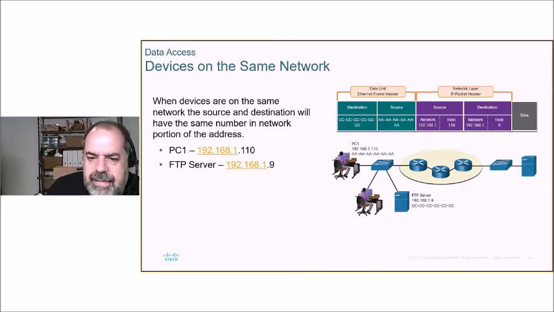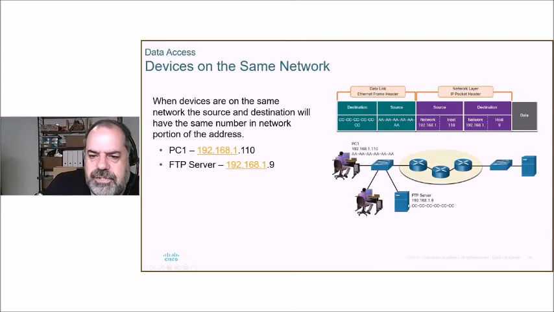What we're looking at here is PC1 talking to an FTP server. They're both on the same network. When devices are on the same network, the source and destination will have the same number in the network portion. So 192.168.1 is the network number on both. The FTP server is host 9. PC1 is host 110.